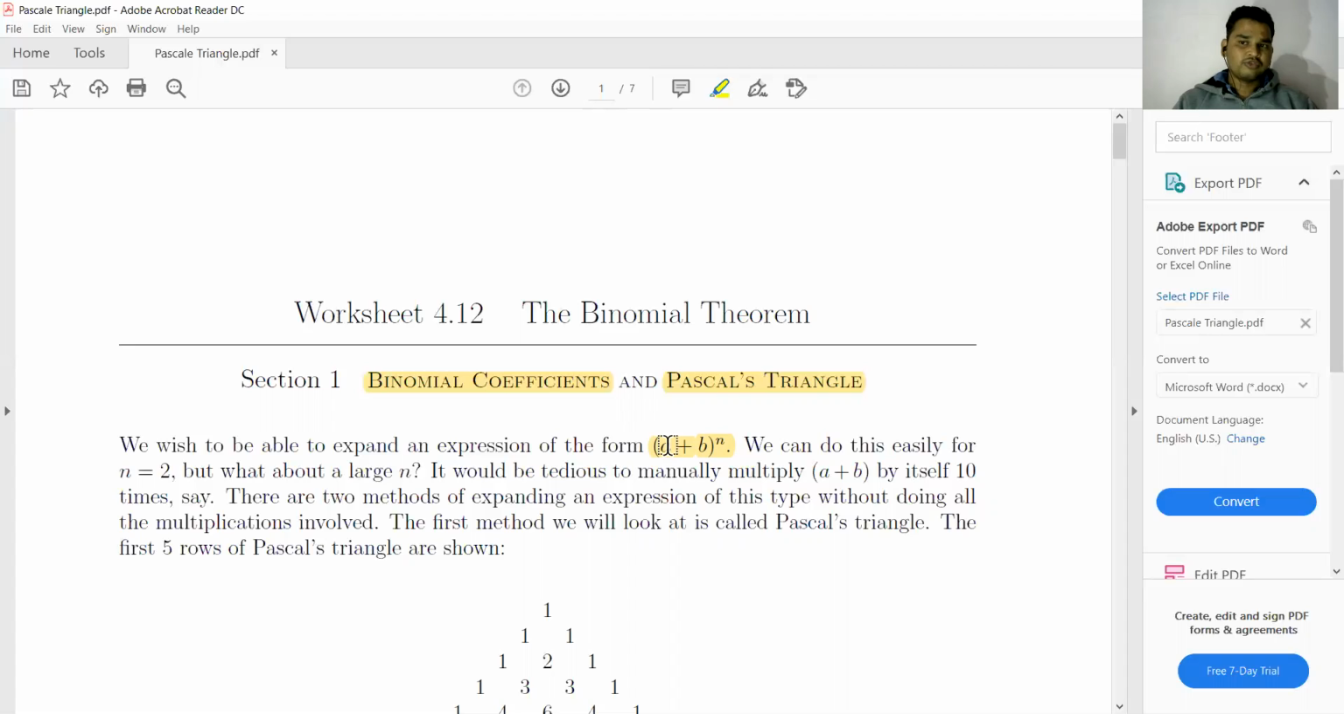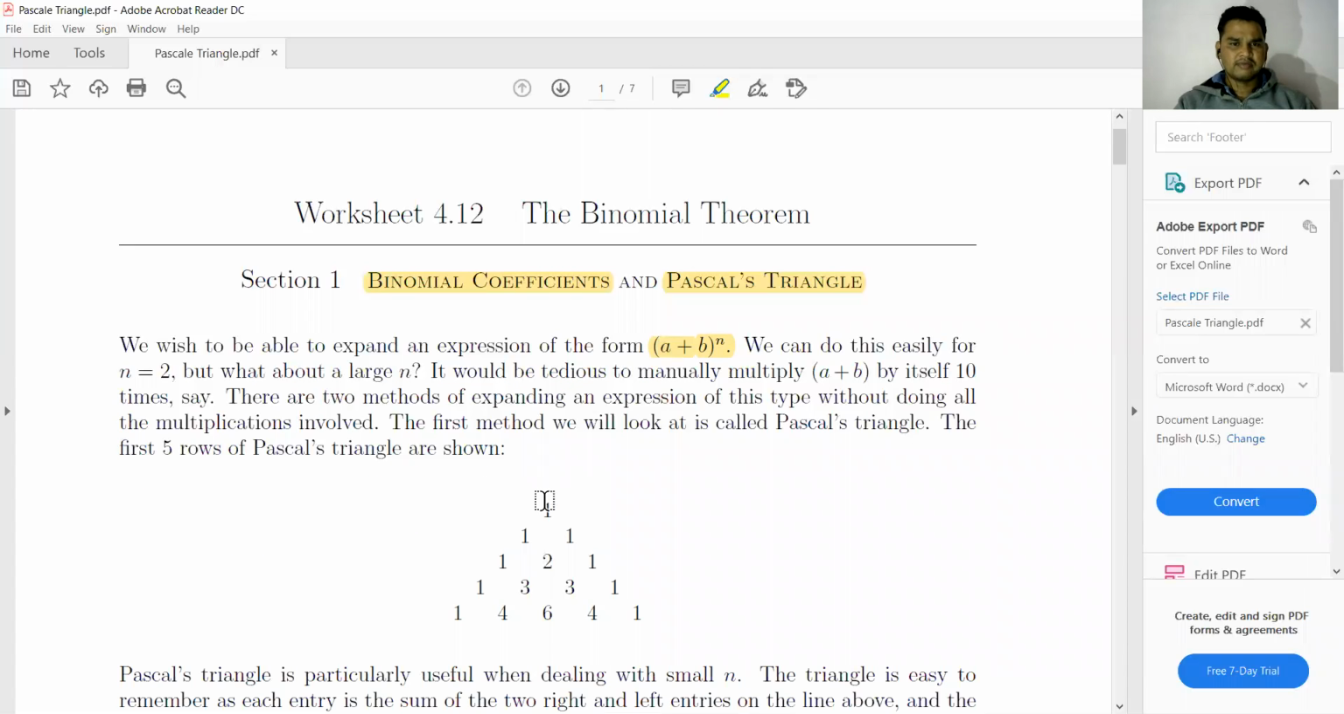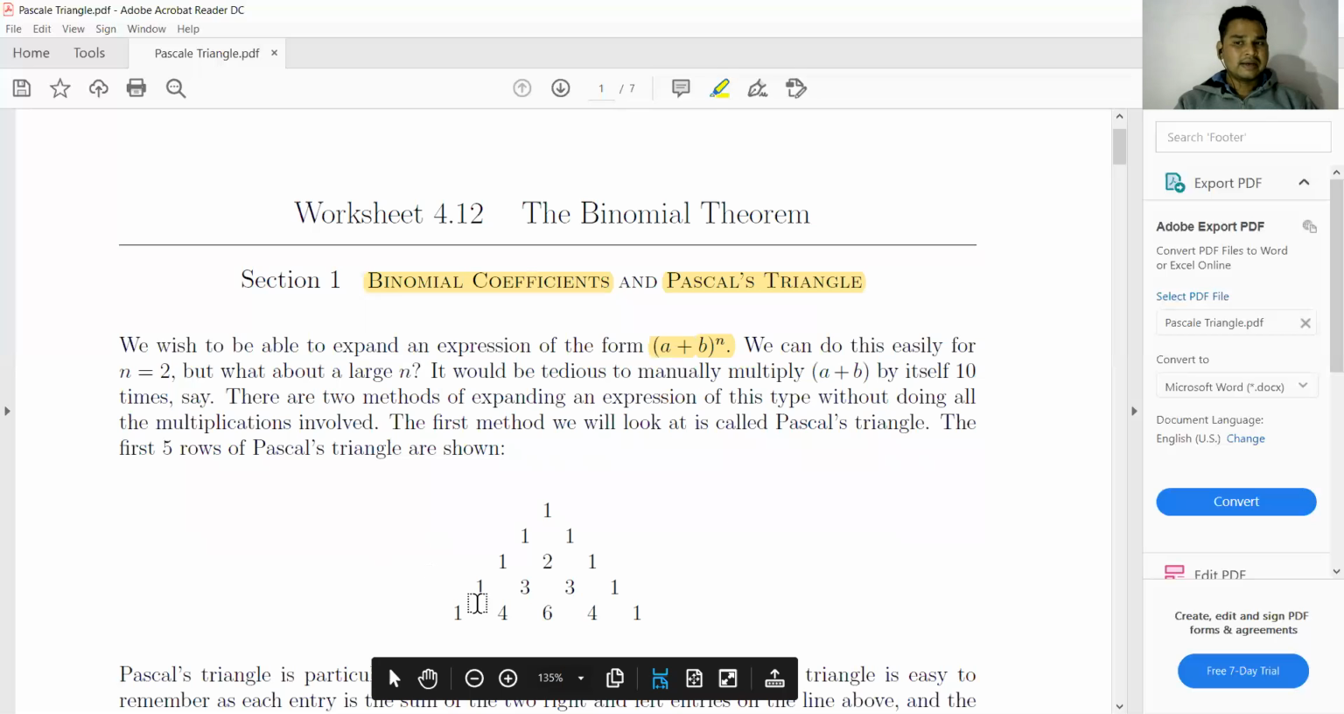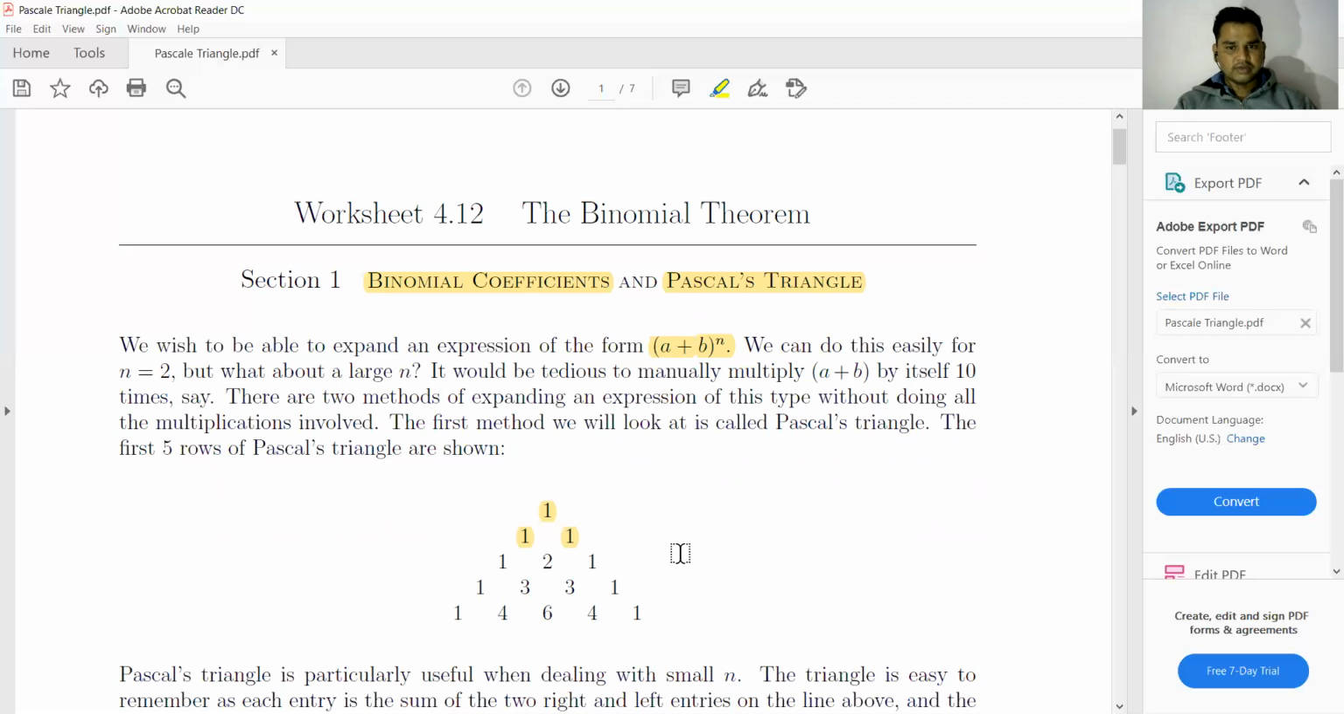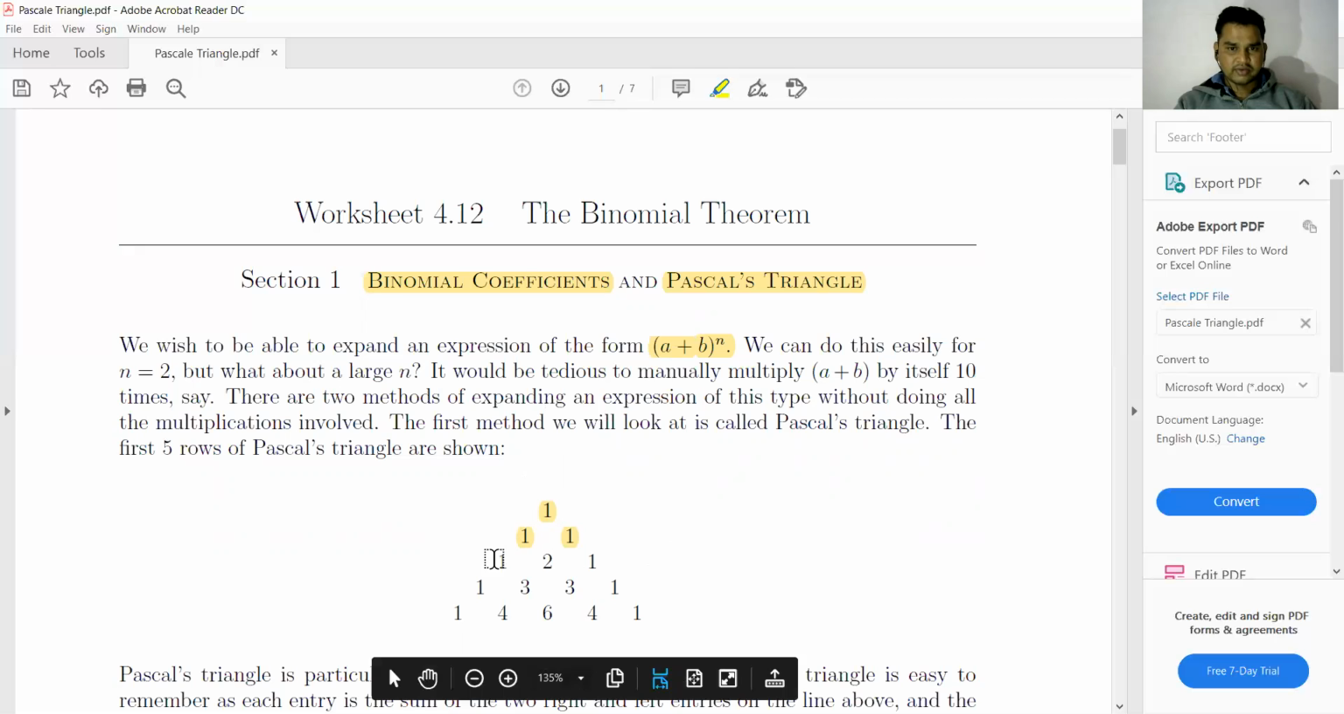There are two formulas. The first one is the Pascal triangle, so we will start with the Pascal triangle. Pascal triangle is nothing but an arrangement of the numbers in a triangular arrangement. The two sides of the triangle are what? 1 1, these are 1 1 1 1 1 and 1 1 1 1. Let us see here.